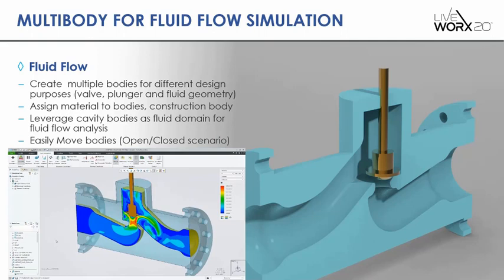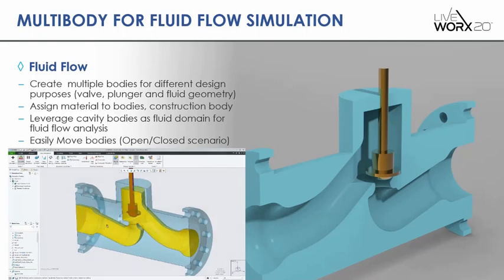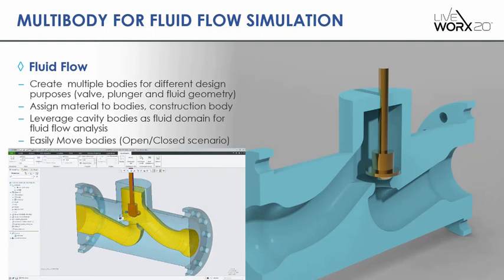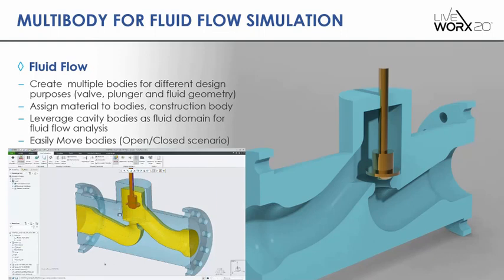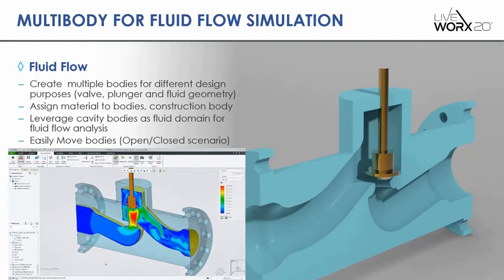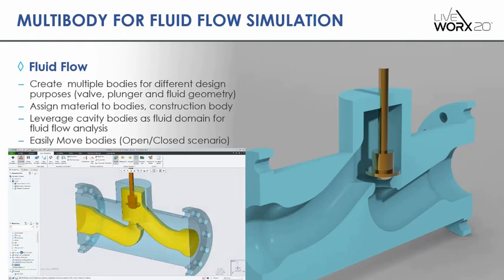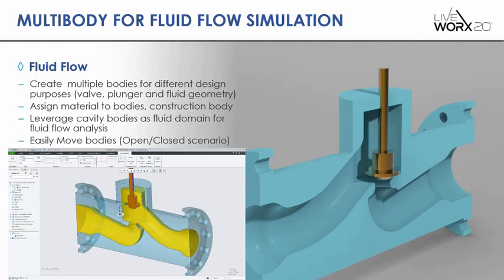In this video snippet, we brought our model to Creo Simulation Live, told it to use the cavity body as the fluid domain for the simulation, and can then visualize the fluid flow simulation. And as we have defined the interacting volumes as bodies, we could now of course very easily use a move feature to move the plunger body up or down to represent and simulate different opening scenarios.